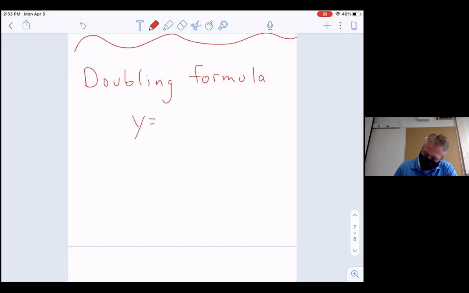So it's y equals a times 2 to the t over d. So again, y is the final and a is the initial. I'm not going to write that down again because it's been consistent. So t is still time. The only difference is d is the doubling time.